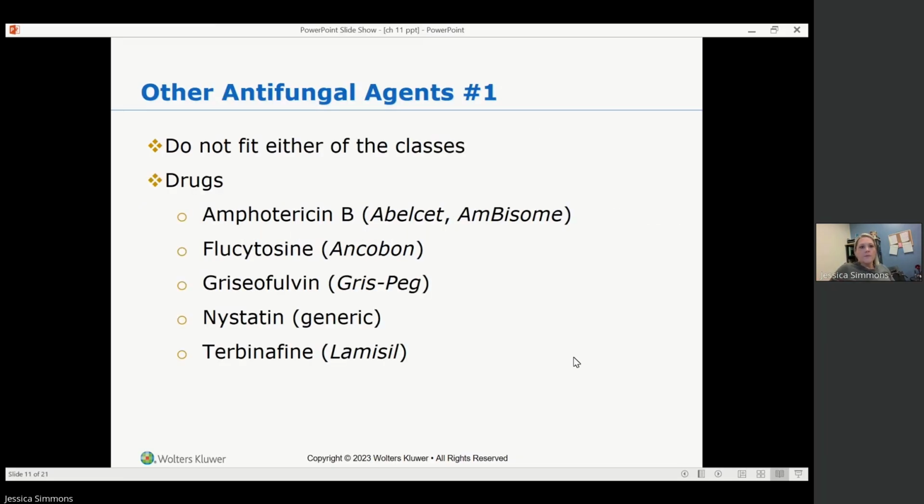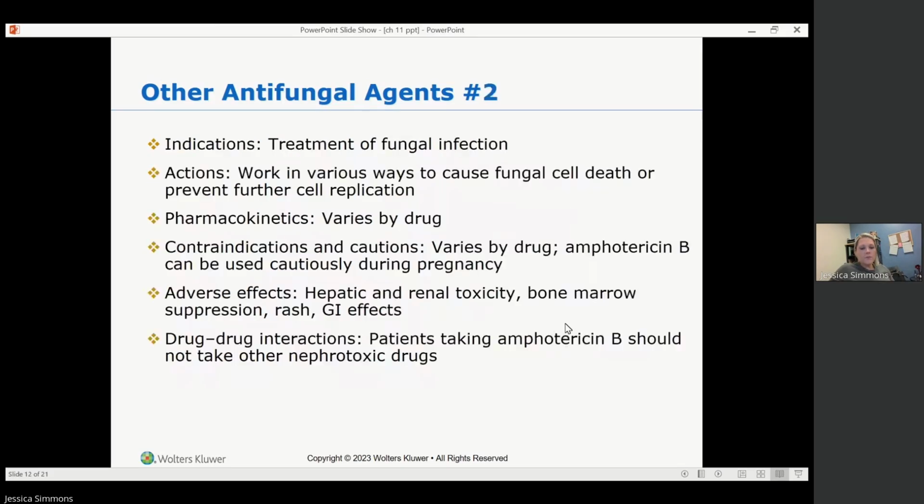So other antifungal drugs, we've already talked about amphotericin B a lot. We also talked about nystatin. The hepatic and renal toxicity, bone marrow suppression is very, very important. Patients taking amphotericin B, again, should not take other nephrotoxic drugs, which your ATI book specifically talks about: aminoglycosides like gentamicin, streptomycin, okay?